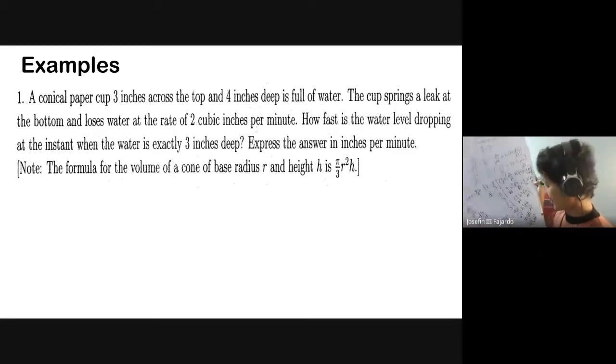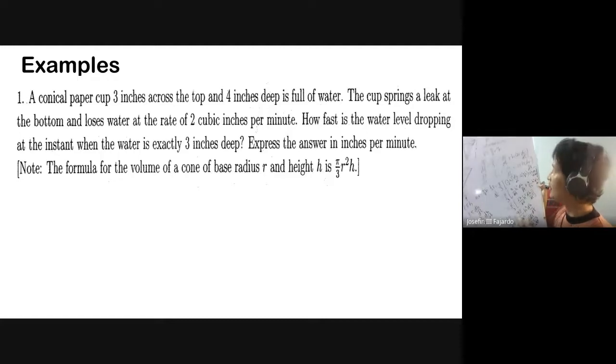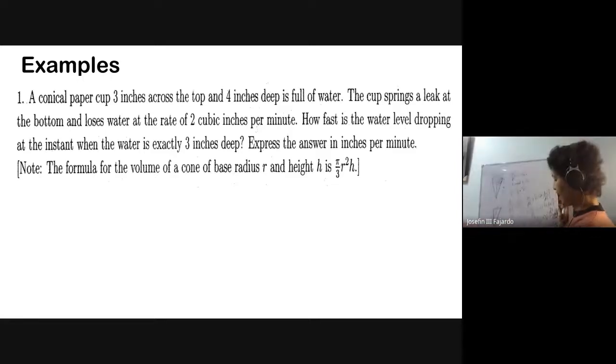Ayan. Magsa-substitute na tayo dito. Substitute na natin yung dv dt na nakuha natin kanina, which is 2, and then 9 pi over 64 and then h is 3. Dito ko na lang isulat sa taas. Okay, so ang aking dh over dt kanina ay equal sa dv over dt all over 9 pi over 64 h squared. Okay? Substitute natin yung values.